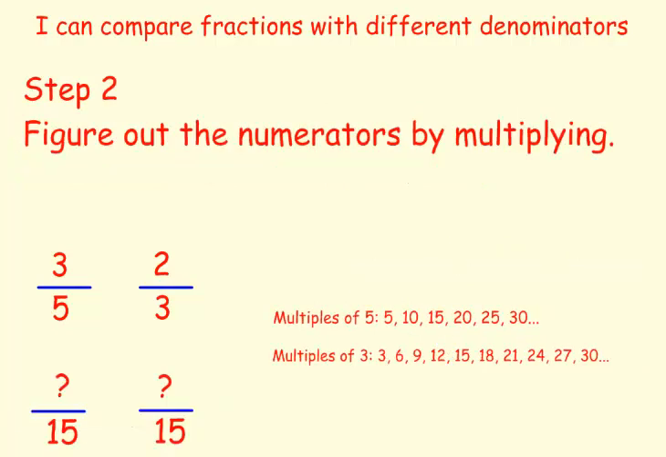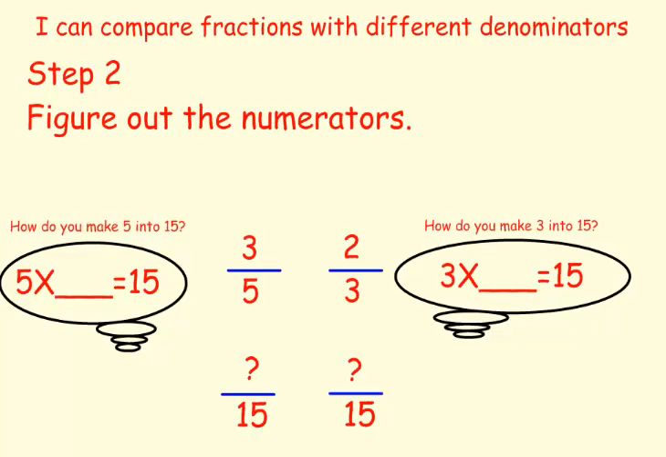Step 2, I have to figure out the numerators by multiplying. For example, how do I make 5 into 15? Well, I know that I could say 5 times 3 equals 15. And if I multiply the bottom by 3, what do you think I have to do to the top? You're right. I have to multiply that by 3 also. So the new fraction is 9/15.